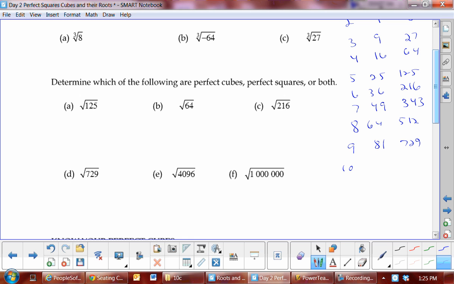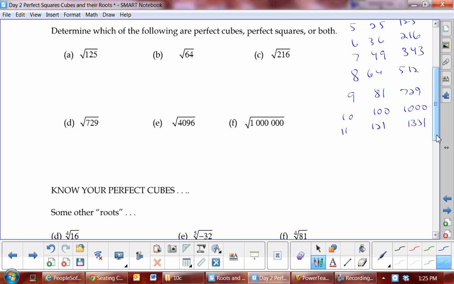10 is 100 and 1,000. Okay, 11 you should know is 121, and this is 1331. So that has a very unique pattern: when you're squaring it, it has a 121, when you're cubing it, it has a 1331. I'll show you that. But I want you to write these down right now, okay?